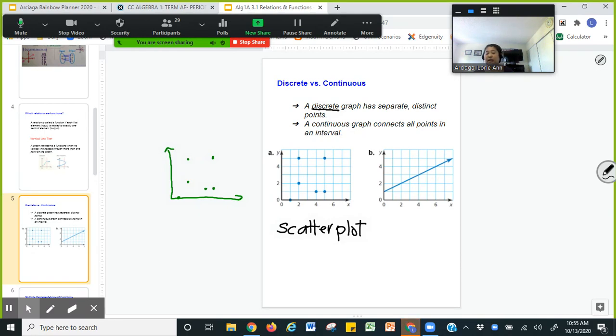On the other hand, if you see a straight line like this, this is a trend line or a linear graph as they call it. But I would call it a trend line because it doesn't have y equal to something yet. So you call that a continuous graph. Why? Because all the points are connected.